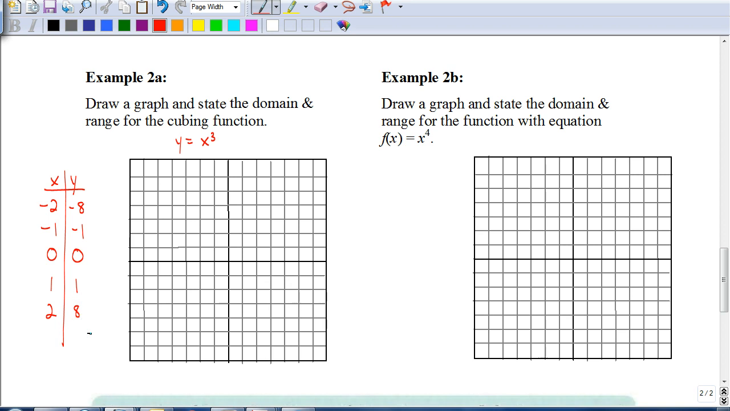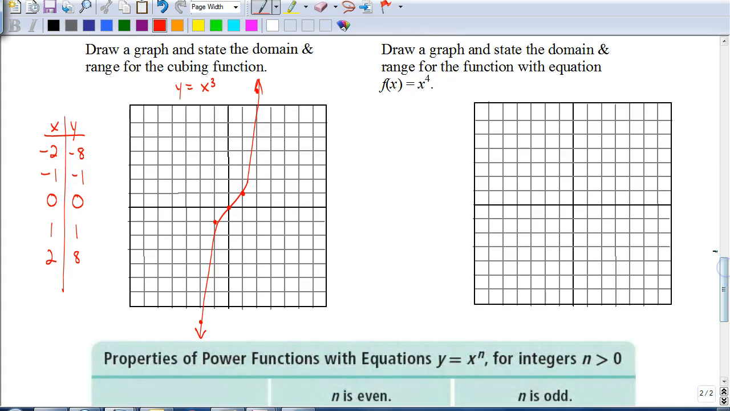Now watch what happens when I graph this. Negative 2, negative 8. 1, 2, 3, 4, 5, 6, 7. We'll estimate 8 to be there. Negative 1 is here. 0, 0, 1, 1, and 2, 8. So that's what your graph would be. For this one, your domain and range would be all real numbers.